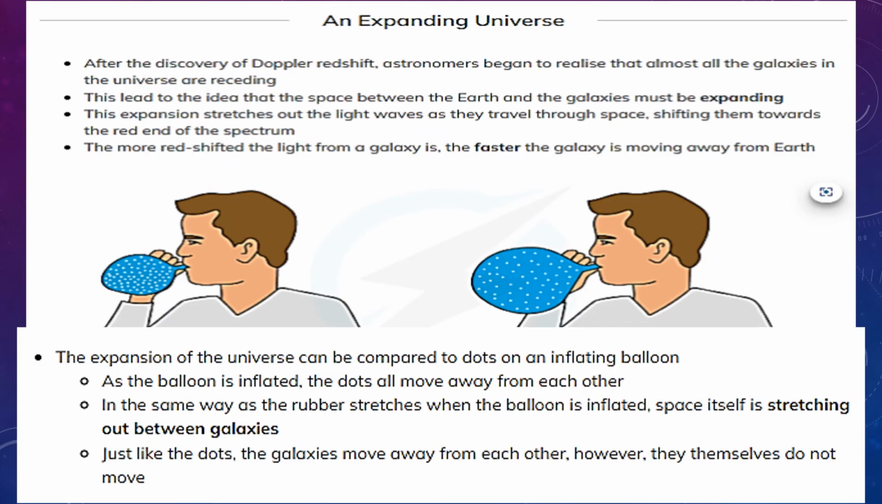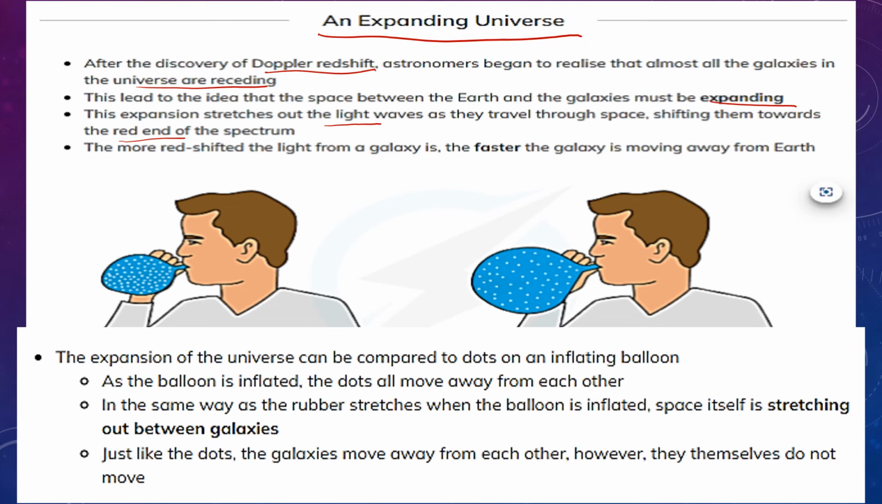Okay, now the last of the slides: an expanding universe. We are moving towards the Big Bang theory. After the discovery of Doppler redshift, astronomers began to realize that almost all the galaxies in the universe are receding, because they were receiving redshift in the spectrum. Redshift means that the object is moving away from you. So they realized that all the galaxies are moving away from each other. This shows that the universe is expanding. The expansion stretches out the light waves as they travel through space, shifting them towards the red end.